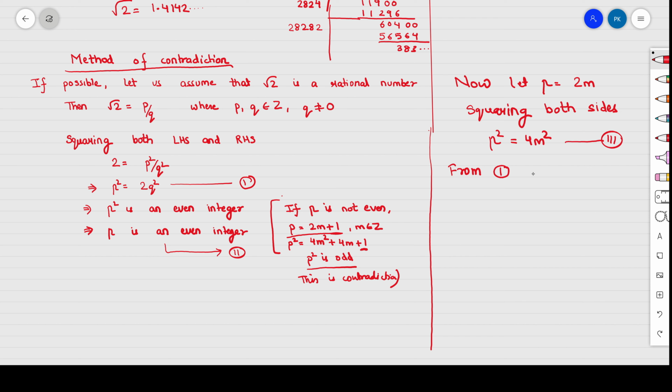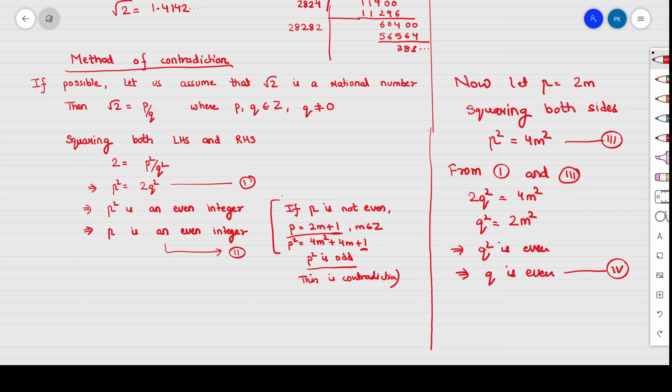From 1 and 3, what do we get? We get 2q square is equal to 4m square, which means q square is equal to 2m square. This implies that q square is even, and hence q is also even. Now what we have found? We have found that p is an even integer. Similarly, q is an even integer, and let us call this equation 4.